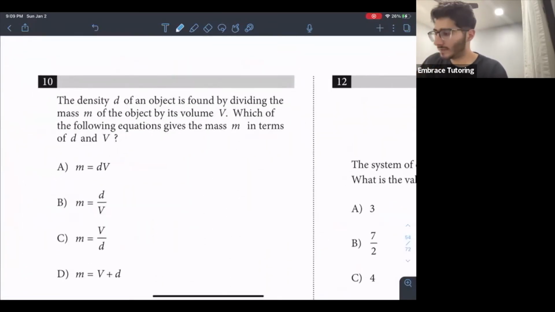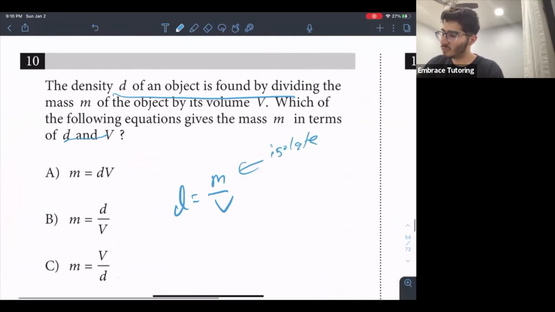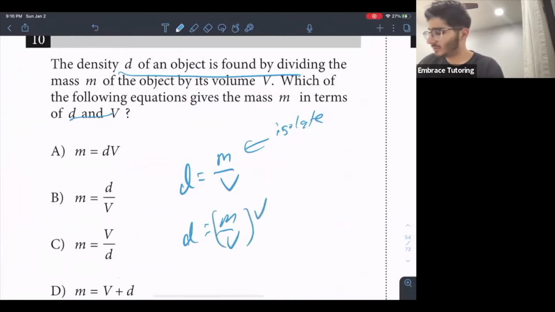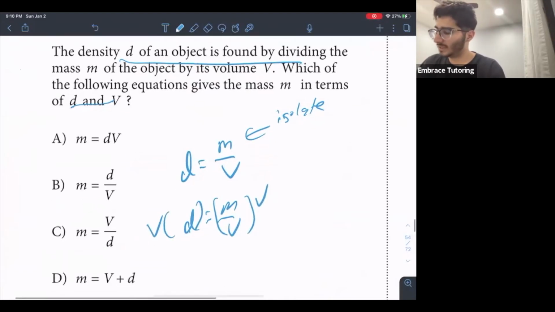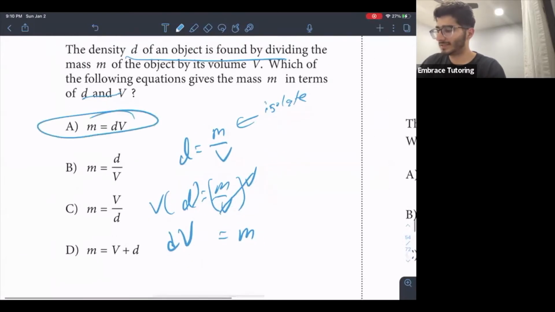The density D of an object is found by dividing the mass M of the object by its volume V. Which of the following equations gives the mass in terms of D and V? So this is a common equation that is used in science. Density is equal to mass over volume. They're asking which gives the mass in terms of D and V. So basically you have to isolate M to get M by itself. So the thing you would do right now is do the opposite. So if it's division, you would do multiplication. So you would multiply on both sides by V. So you get M is equal to D times V, which is choice A.